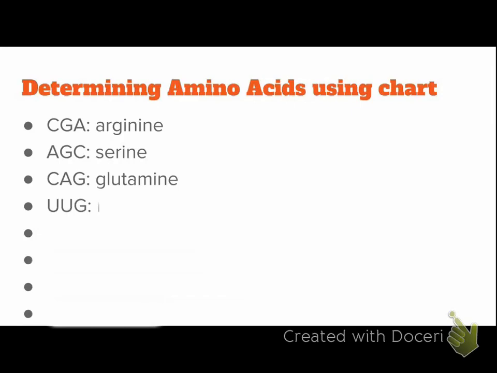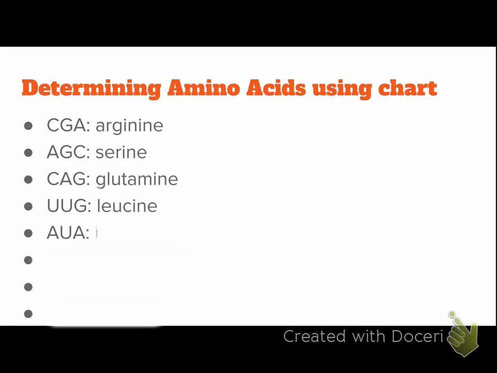So UUG, so looking on the left-hand side, you're going to locate U, finding that row that U is in. Then going up to the top, find the column that corresponds with that, and then find where the column and the row come together. And then within that box, you should see UUG as an option, and then you'll see leucine written there. And I believe it's abbreviated LEU on that one.